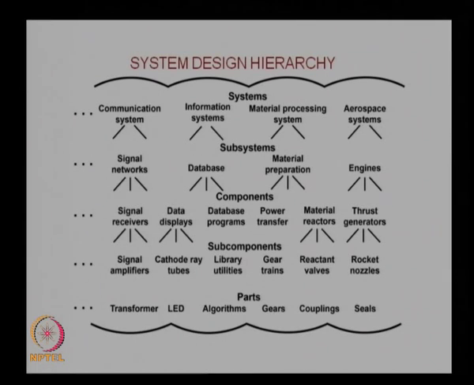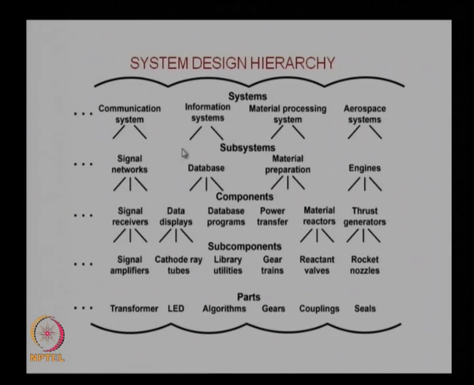So we discussed the different dimensions of the system, and I told you that there are different technical dimensions for the system. As I mentioned, there are lower level parts or components, which become the 0th level system dimension. Then there are sub components, where the signal amplifier, cathode ray tubes, gear trains, valves or nozzles become the sub components. Then we have components like signal receivers, data displays, power transfer, material reactors, thrust generators, etc. Then we have the subsystems, where signal networks, databases, material preparation, engines, etc. are being used for developing the final system.